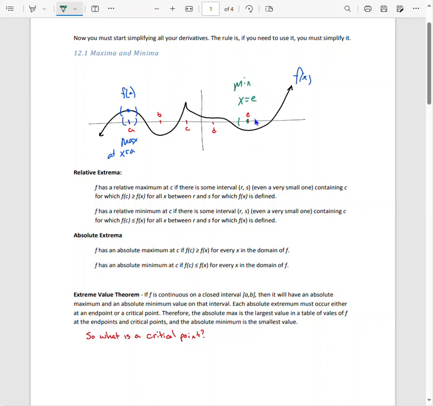Because in this small area, this f of e is the lowest point on the graph. Yes, over here, there's a lower point. But in this area, it's the lowest. So it's a relative minimum. All right, this is also a minimum. F of b is a minimum.